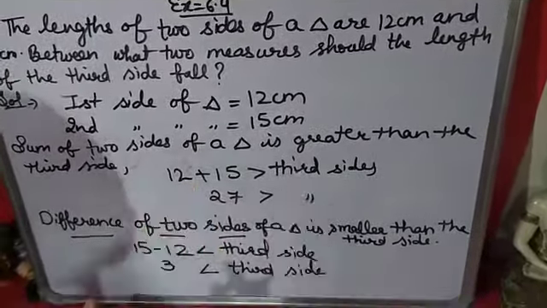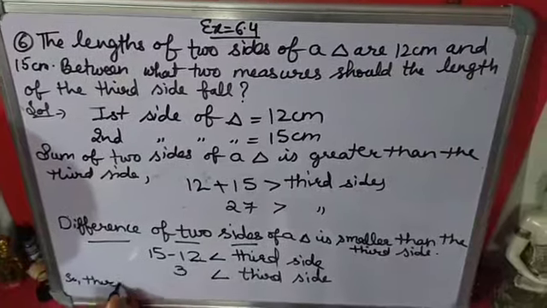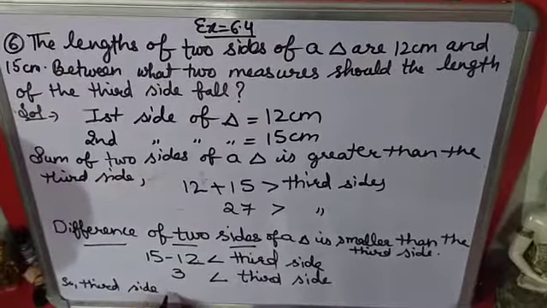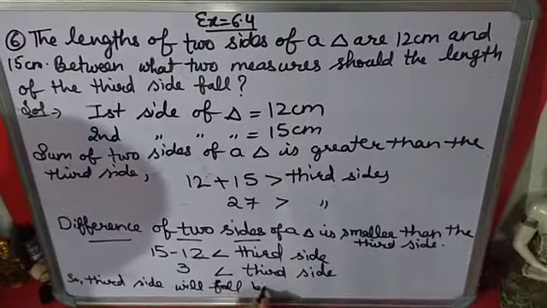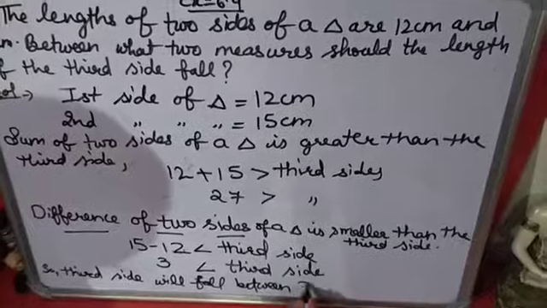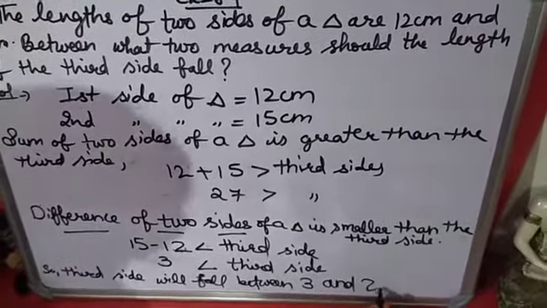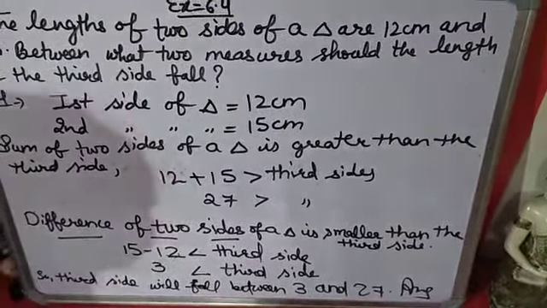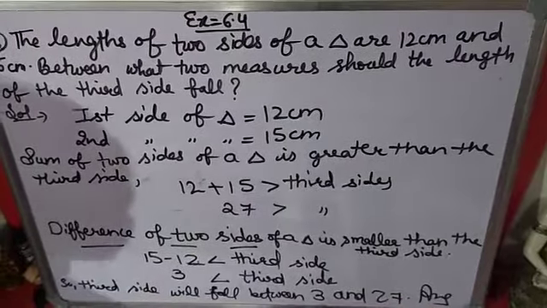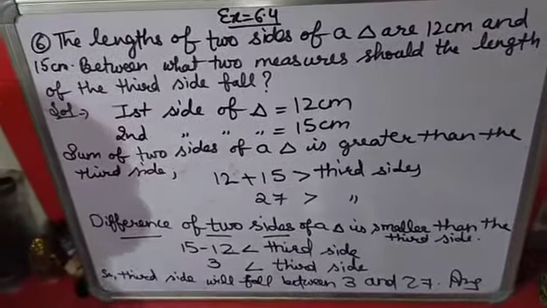So that third side will fall between 3 and 27. Okay, the third side will come between 3 and 27. Between 3 centimeter and 27. The third side will fall between 3 centimeter and 27 centimeter.